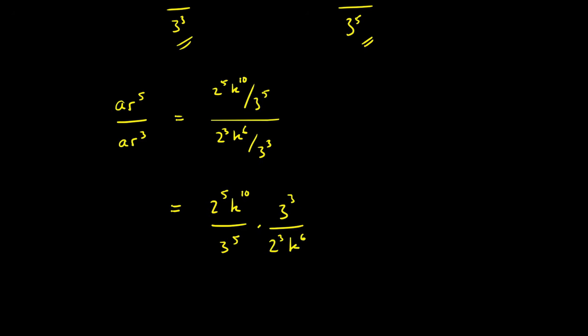Okay, so that's the right-hand side. Now what's happening on the left? Well, as I said, the a's cancel, so that disappears. And we divide top and bottom by r cubed. So we're left with r squared.